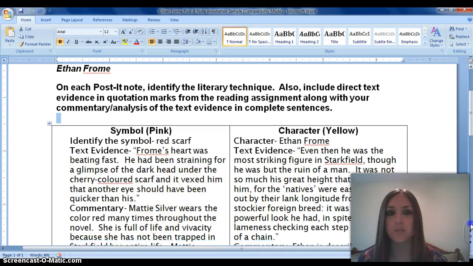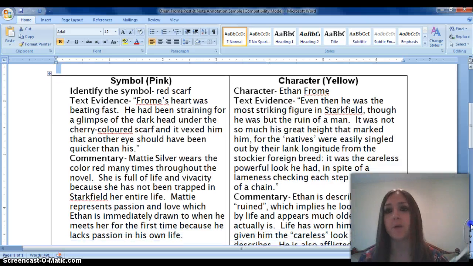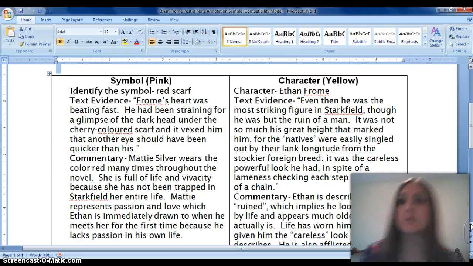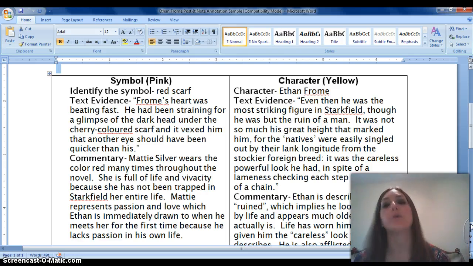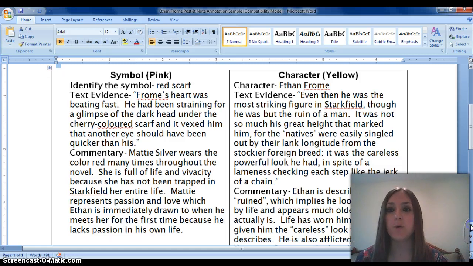So I have my chart split up here into the 4 categories. Symbol, those are your pink post-its. Character, your yellow. Blue, your thematic patterns. And green for setting. Okay, so I want to read to you a little passage really quick.